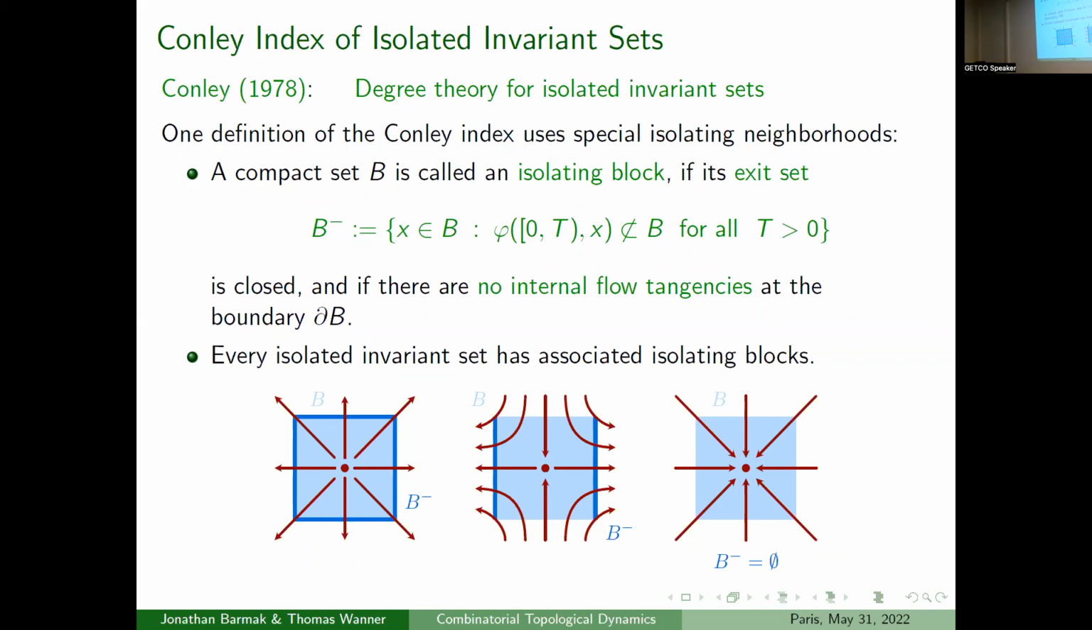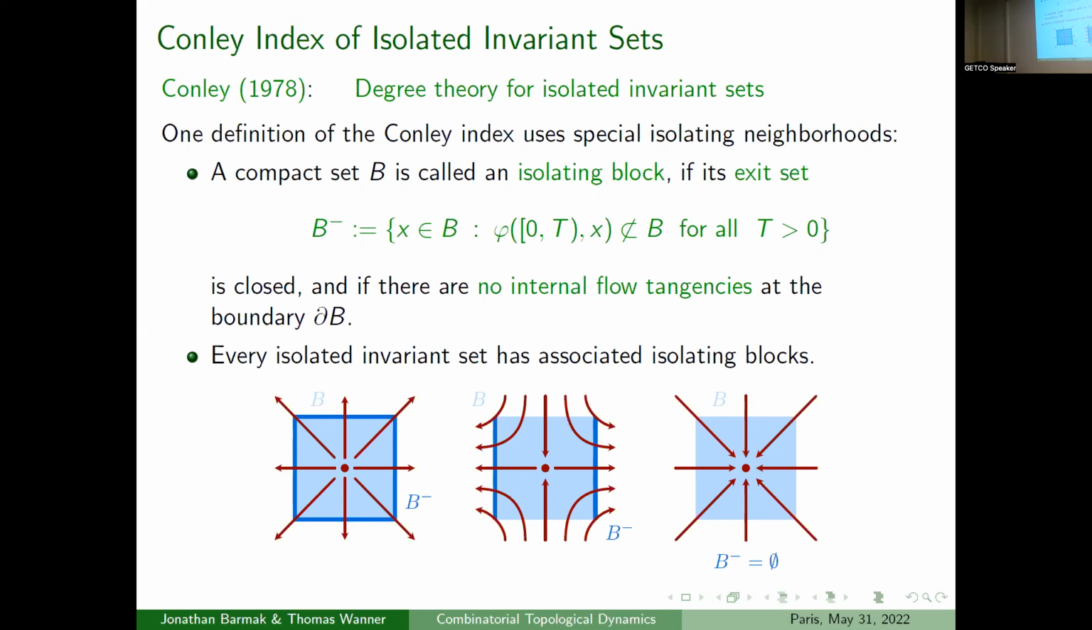And the flow behaviors here are really just linear flows with two unstable directions, one unstable direction, and no unstable direction. In the first case, the exit set is the whole boundary. In the second case, the exit set is just these two vertical lines. And in the last case, the exit set is empty. So in all of these cases, I get what's called an isolating block.